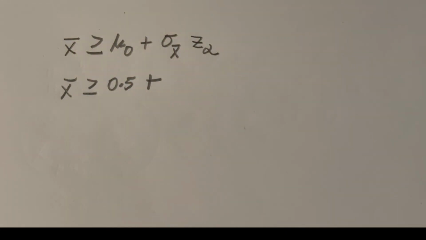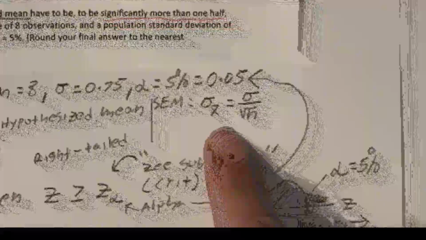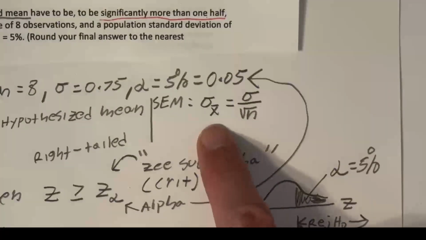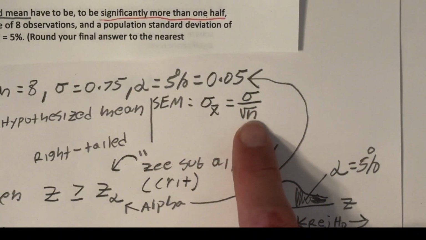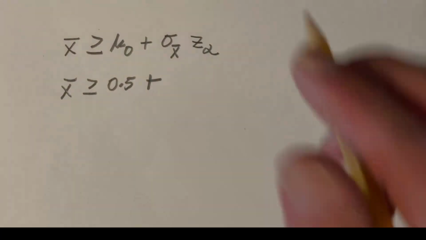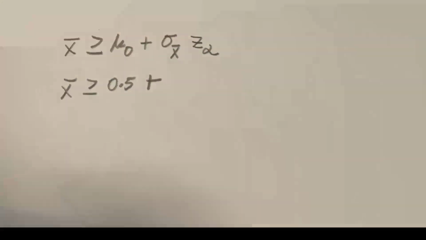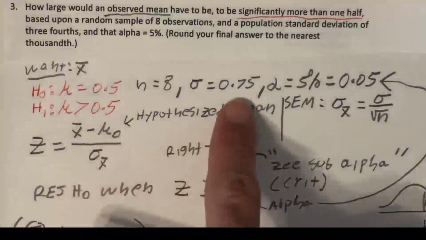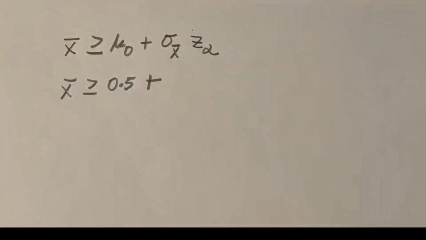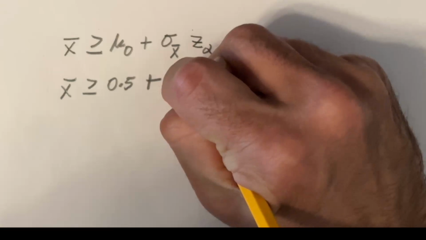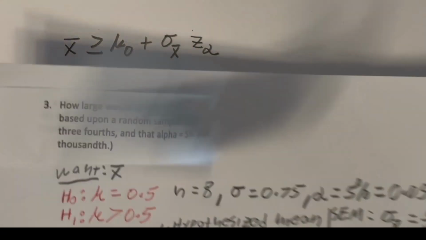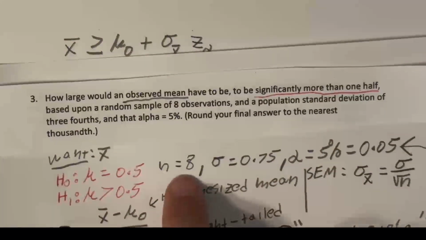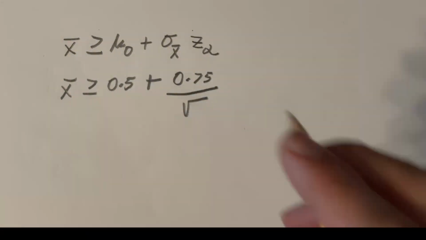Right, we got that. And now we need sigma sub x bar, the standard error of the mean, and we have this nice little formula. Sigma sub x bar is equal to sigma, the population standard deviation, divided by the square root of the sample size. Now sigma is equal to 0.75, so let's put it in. Now let's look at what the sample size is. N is equal to 8. So let's put it in.